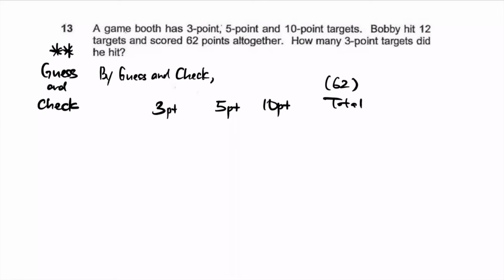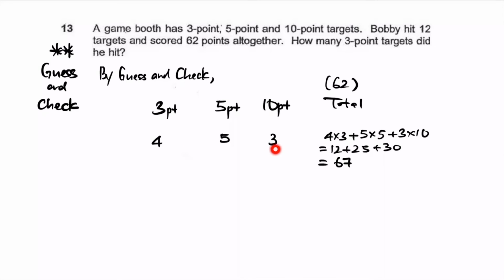So let's make a first guess. The first guess could be 4, 5, and 3. That adds up to 12. So what happens here? So 4 3-point targets. So that's 4 times 3. How many points is that? 4 times 3. 5 5-point targets. So that will be 5 times 5. And 3 10-point targets. So that's 3 times 10, giving us 67 points, which is a bit too many points than what we are looking for. So we need to reduce the number of points.